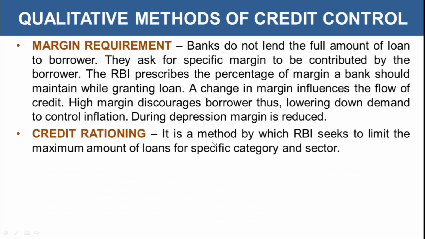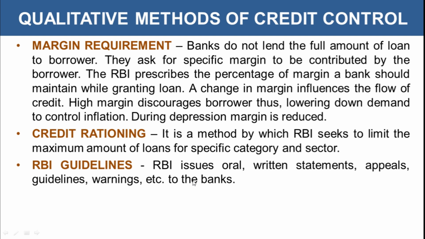Second is credit rationing. It is a method by which RBI seeks to limit the maximum amount of loan for a specific category and sector. So this happens when RBI asks the banks that they can't provide more than this limit of funds to the general public or to any specific sector, and they need to provide a certain percentage of funds to any specific sector. So when RBI is defining how much banks could provide to each sector or to a particular borrower, it means RBI is trying to limit the maximum amount of loan to be provided by commercial banks, and thus it is again used as a measure of credit control in the economy.